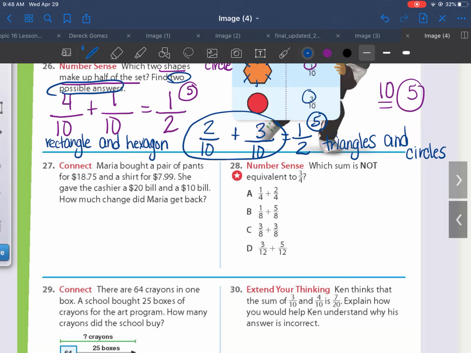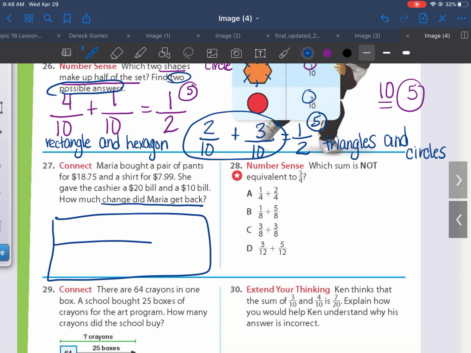Question number 27. Maria bought a pair of pants for $18.75 and a shirt for $7.99. She gave the cashier a $20 bill and a $10 bill. How much change did Maria get back?